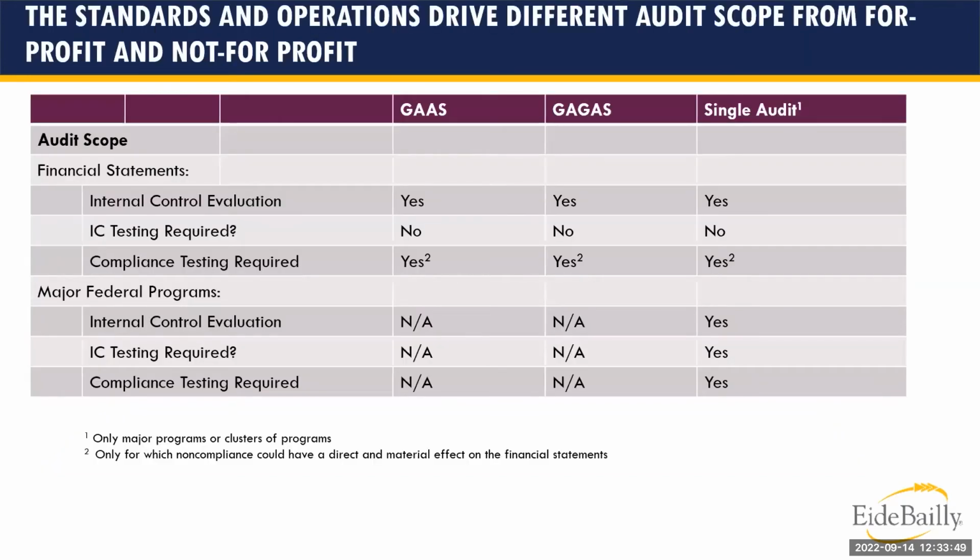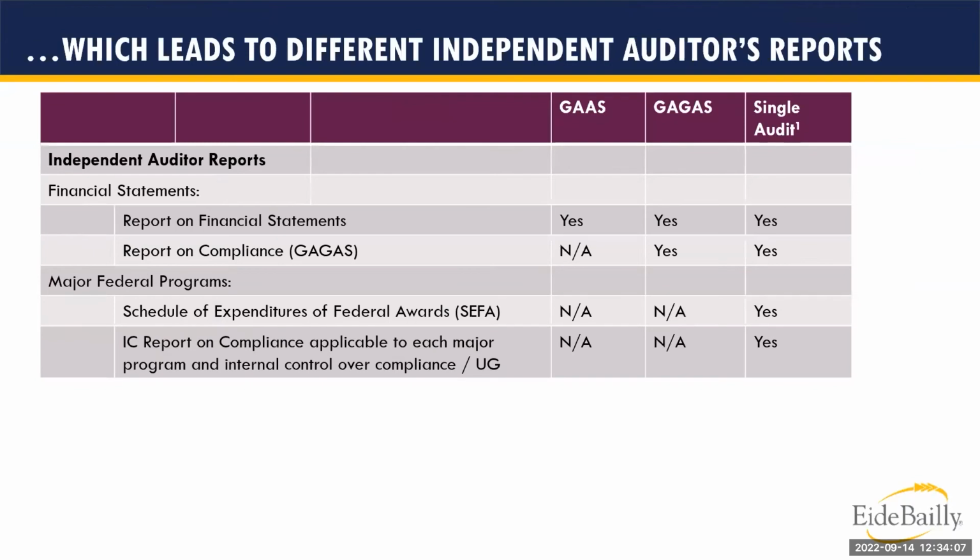Due to the differing scope, there are different elements in each audit, and I'm going to go through these in more detail in the next webinar in October. But keep this one handy, especially for the auditors in the webinar. Now, due to these issues, different reports are issued as well from the auditor. And again, we'll talk about these more in detail coming up in October.